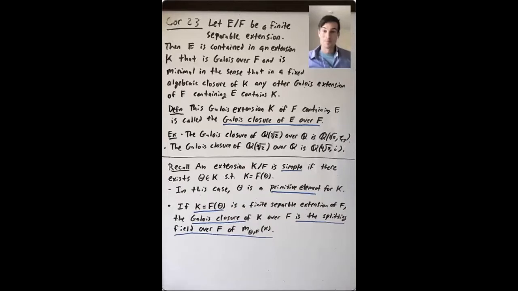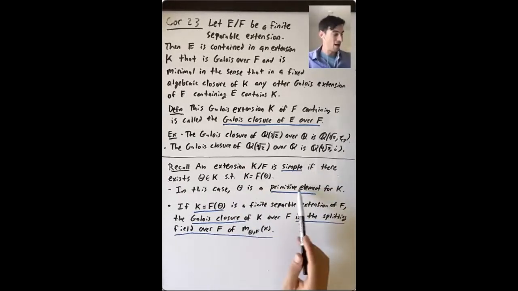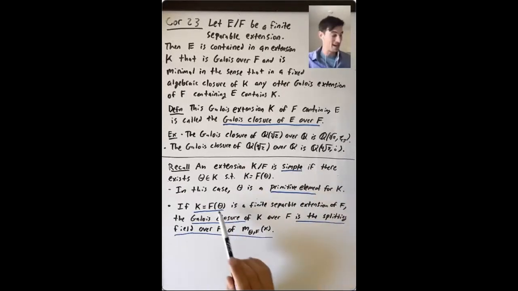So when we're dealing with simple extensions and we have a primitive element that we can write down, it's easy to see how to compute the Galois closure. In the next video, we'll talk more about simple extensions and primitive elements.